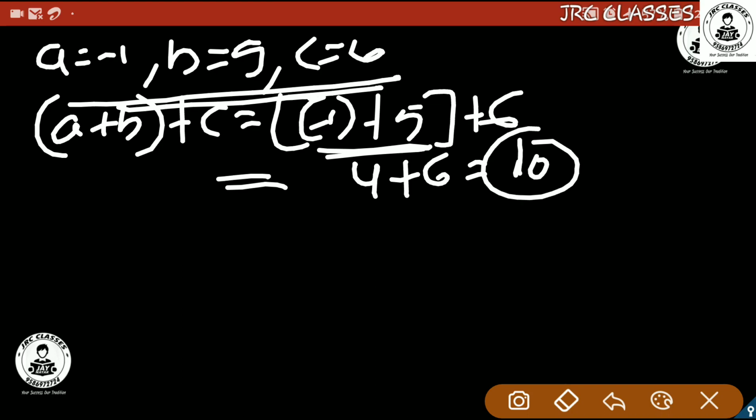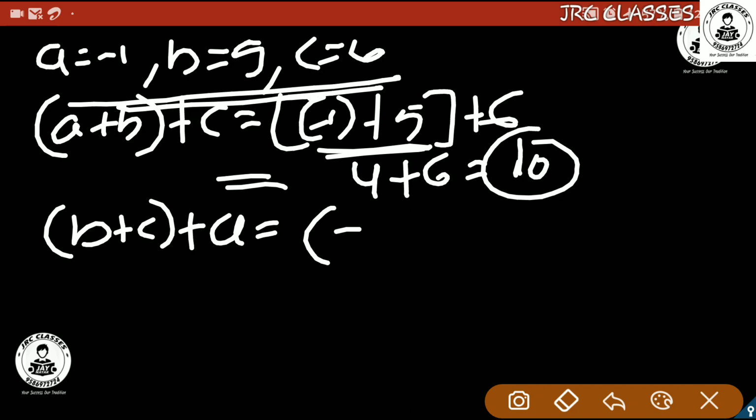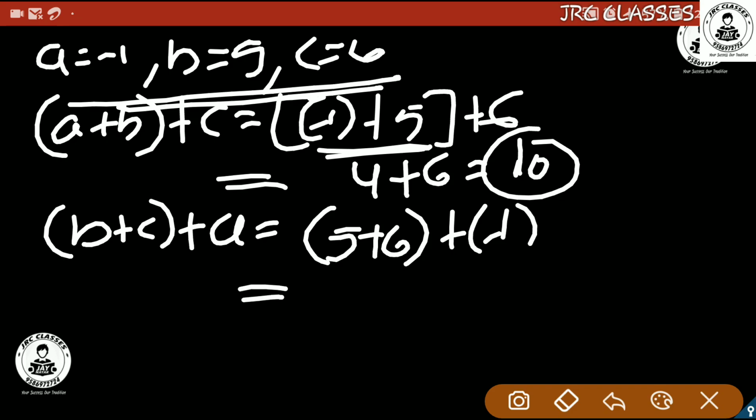Now addition of b and c, then addition with a. What is b? b is 5. c is plus 6, plus a is minus 1. Don't forget to put the minus sign. What is 5 plus 6? 11. 11 plus minus 1.